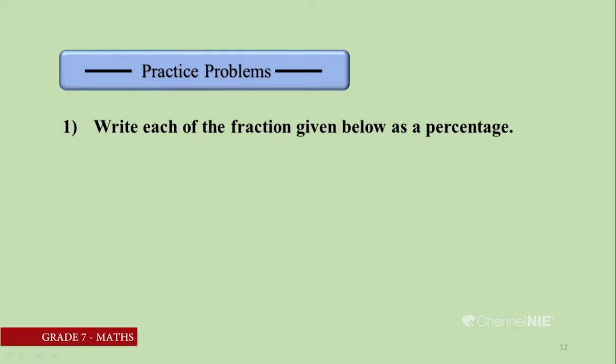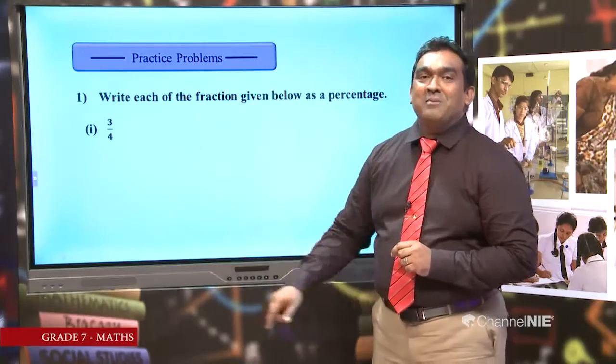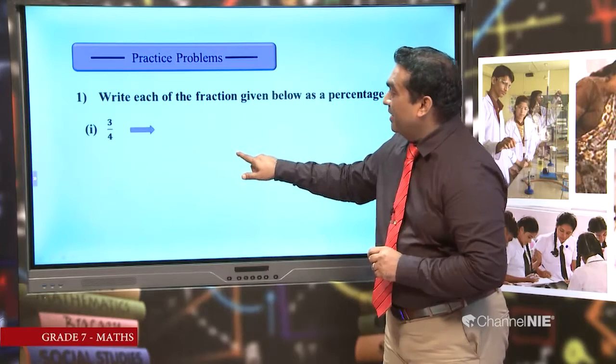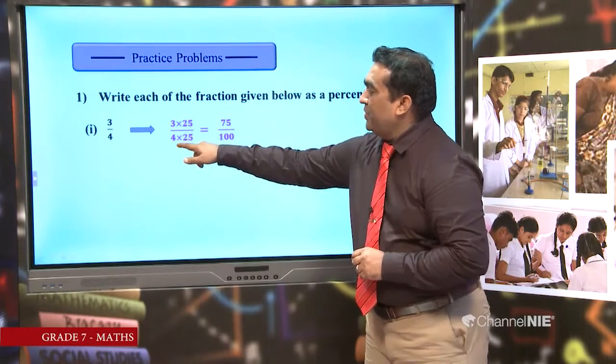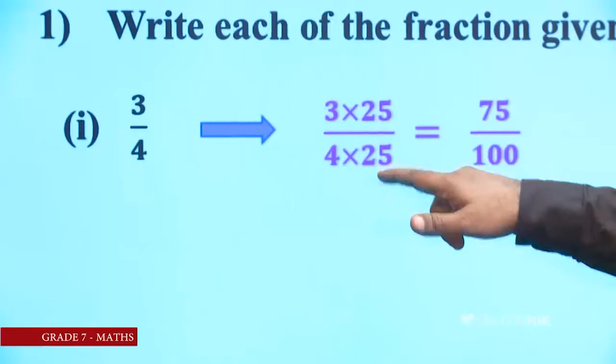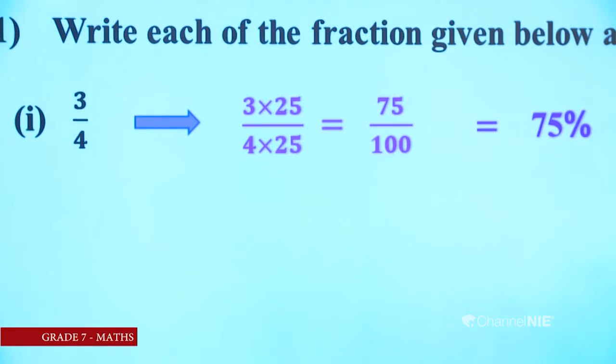Write each of the fractions given below as a percentage. Here 3 over 4. What to do? You want to convert 4 into 100. It is clear that 100 is a multiple of 4, or otherwise 4 is a factor of 100. Then how to get 100 using 4? 4 multiplied by 25. 3 also multiplied by 25. We will see it. Here you can see 4 multiplied by 25. This is our first mathematical operation, converting into 100. As a result of that, you can see multiplied by 25, 75 over 100, that is 75%.